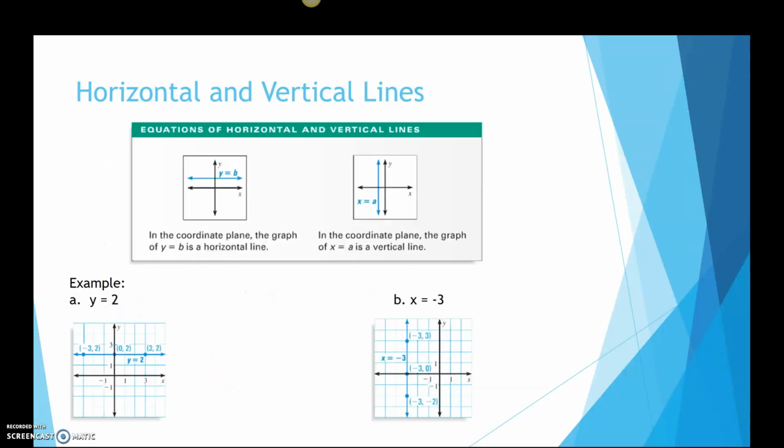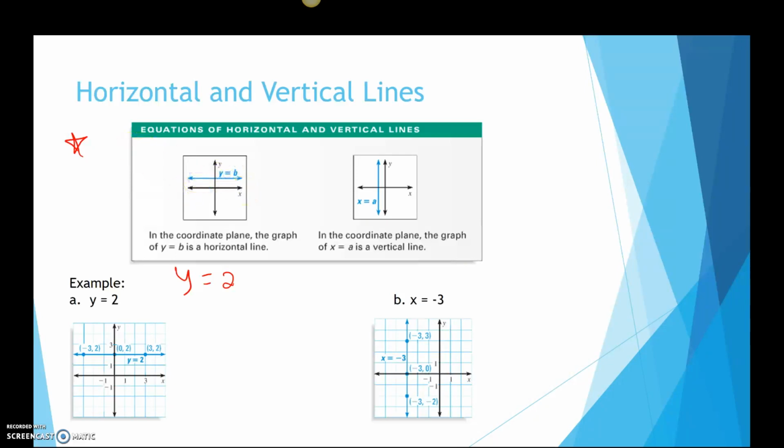So the last thing you're going to see in this section is graphing horizontal and vertical lines. This chart here, yes, I want you to write this chart down. It says, in the coordinate plane, the graph of y equals b is a horizontal line. So for instance, when you are given an example like y equals 2, you're going to go up on the y-axis to 2, put your point, and then draw your horizontal line.